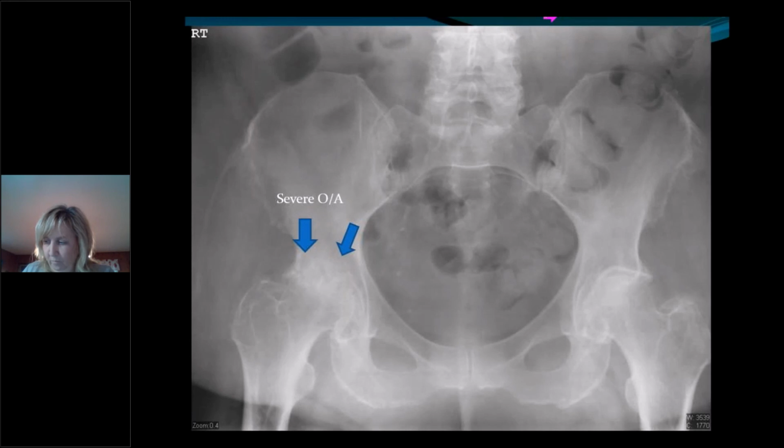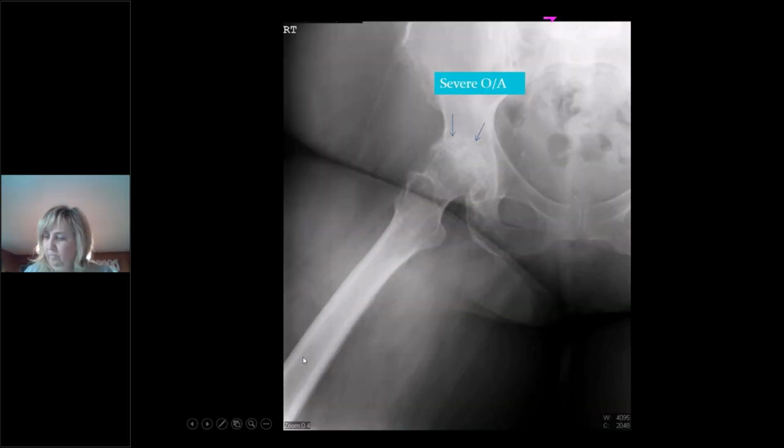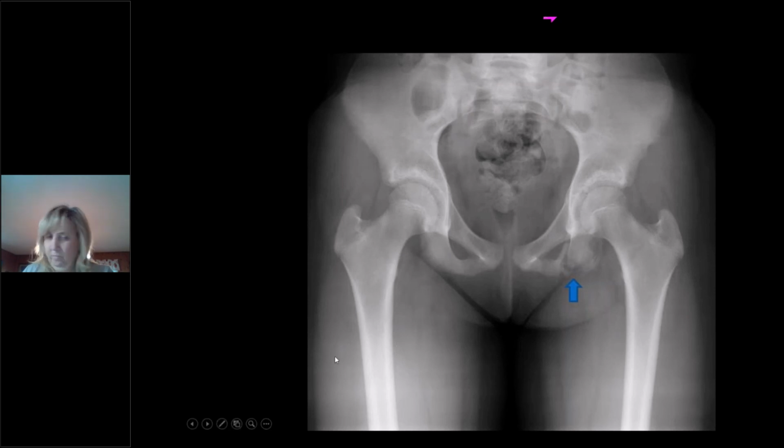So, you know, if we look at Shenton's line here, we see this looks really pretty smooth, not too shabby. But if we do it on the side that has end-stage arthritis, clearly a big, big difference. Or if we go to this, you won't see it on there, you only see it on the AP view. So if we go to this AP view, here's Shenton's line.